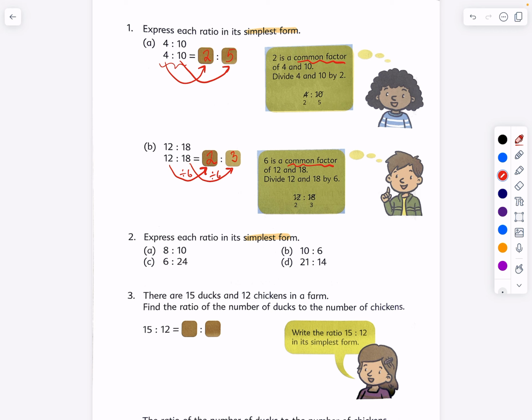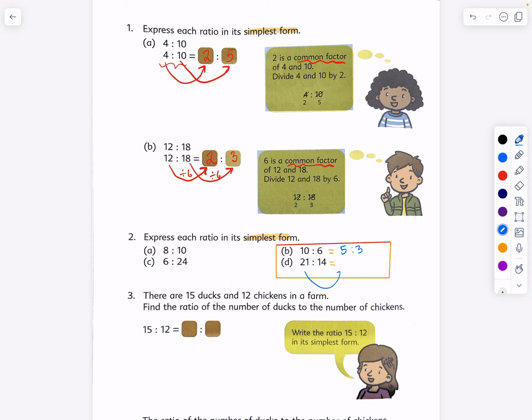Let's go. Express each ratio in the simplest form. I'm only going to do B and D. Okay? So 10 to 6. I hope you all remember how to reduce numbers by the common factor, by the common divisor. 10 and 6 are both divisible by 2. So we get 5 to 3.